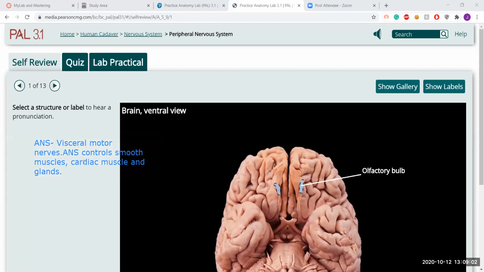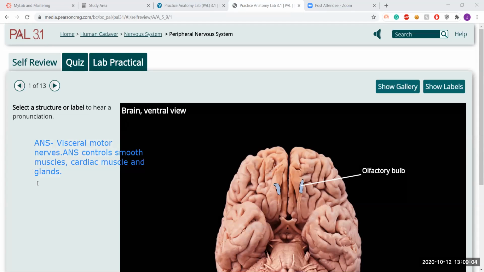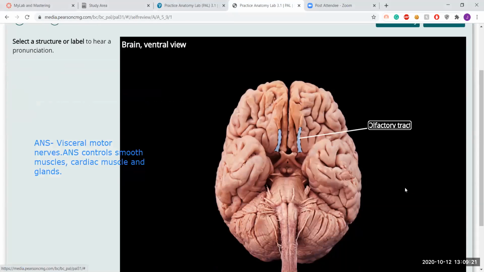The autonomic nervous system has two parts. They are called the sympathetic nervous system and the parasympathetic nervous system. So I'm going to move on from here. In the brain, the first part of the peripheral nervous system is the cranial nerves. So what are the cranial nerves?